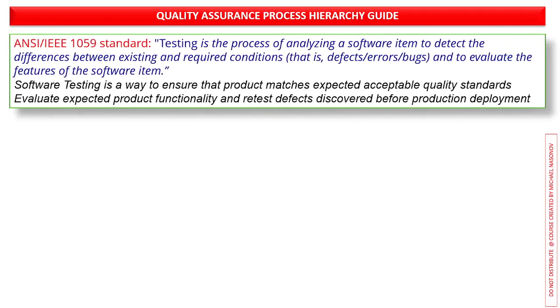Finally, we're starting the quality assurance process hierarchy guide. First of all, we need to review the official testing definition. Testing is the process of analyzing a software item to detect the differences between existing and required conditions. In other words, to find some kind of defects, errors, bugs, and to evaluate the features of the software item.